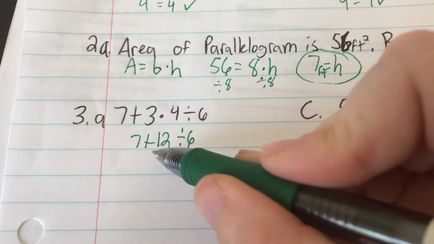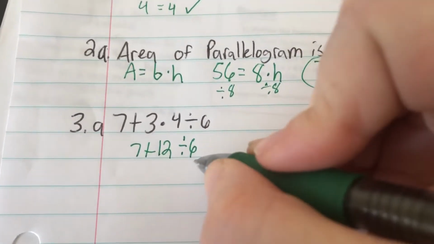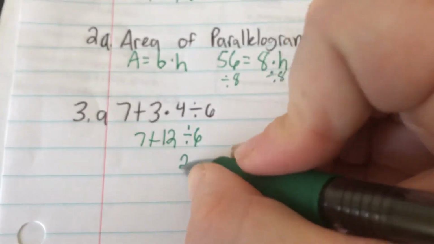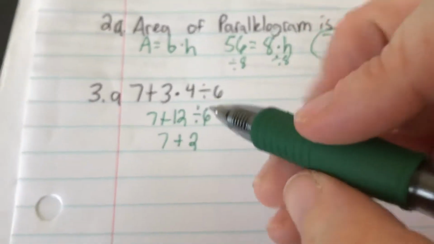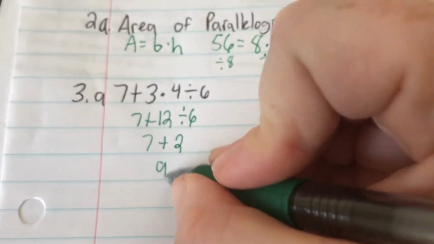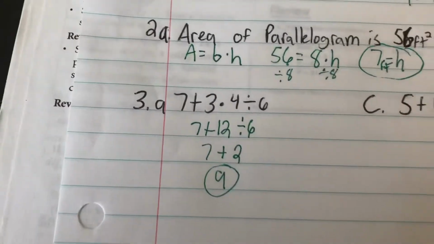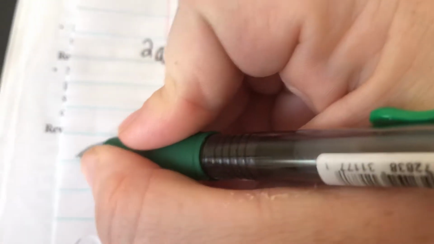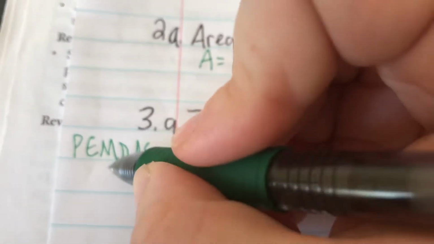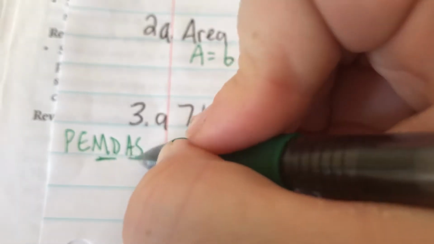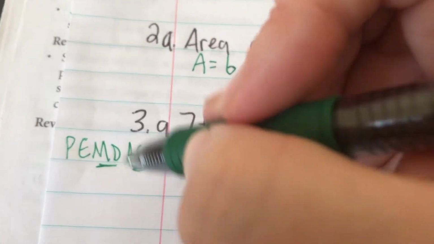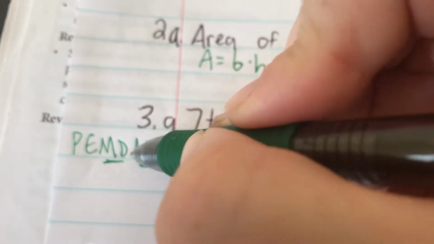Well, I look again left to right. I see some more division. 12 divided by 6 equals 2. Now I can move on to my addition. 7 plus 2 equals 9. Remember, the steps for that was PEMDAS. Multiplication, division go together. Addition, subtraction go together. The mnemonic device for that was please excuse my dear Aunt Sally.